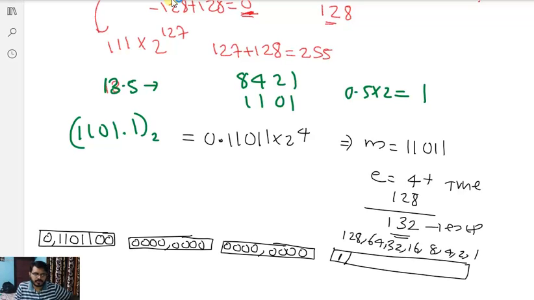So, 128 plus 4 is 132. So, ഇവിടെ 1 വരും. ഇത് രണ്ടും 0 വരും. 8 ന്റെ പൊസിഷനിൽ 0, 16 പൊസിഷനിൽ 0, 32, 64, 0. So, number will be 1, then 4 zeros, 1, 0, 0. So, this part നമ്മുടെ എക്സ്പോണന്റ് represent ചെയ്യും. And all this part will represent mantissa.